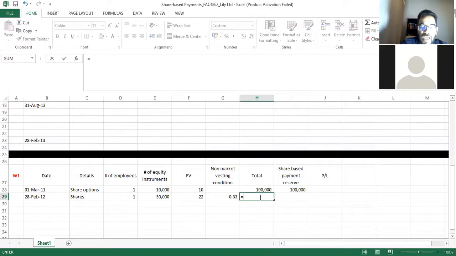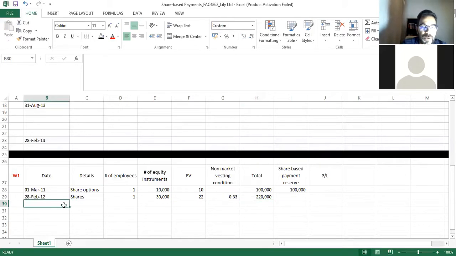So the way you're going to work out the total is 30,000 equity instruments at 22 Rand each. But remember, she can't get the full amount. We're not going to recognize the full amount, but she needs to be in for 3 years. So we multiply it by 1 over 3. So that's how we get the 220. You remember they also gave us a 220 earlier, but that's how we get it.